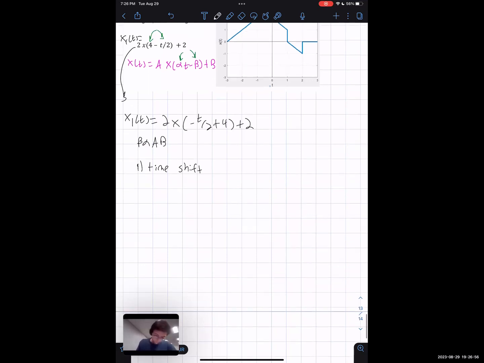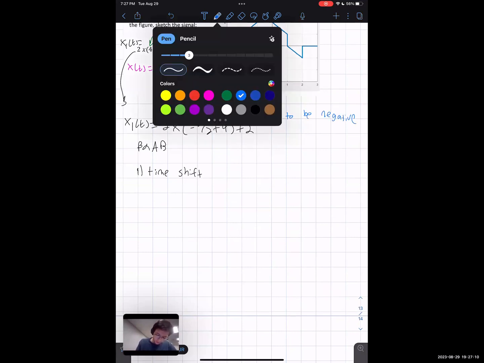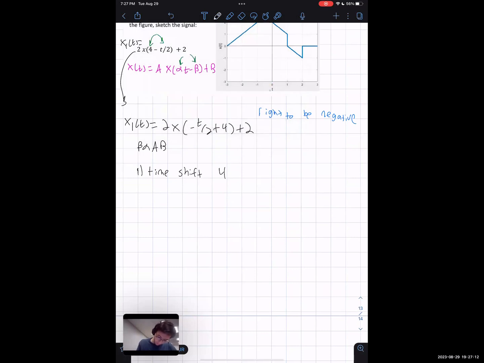Right. Oh no, I'm correct. Yeah, we're going left. The reason we're going left is because we have a right to be negative, so it's positive. So we're going left. We're gonna time shift by 4 points left.